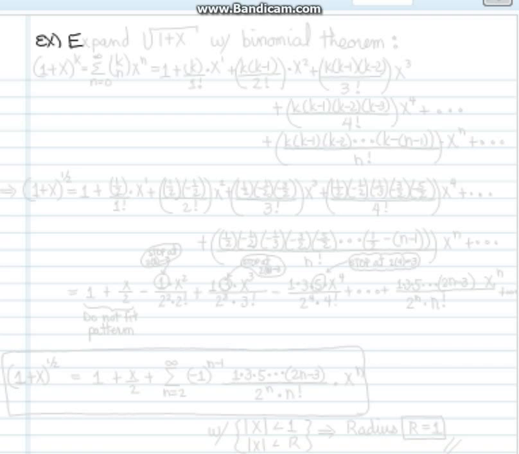Going to expand the square root of 1 plus x with the binomial theorem. That theorem says that (1 plus x) to the k power is equal to the sum from n equals 0 to infinity of k choose n times x to the n.